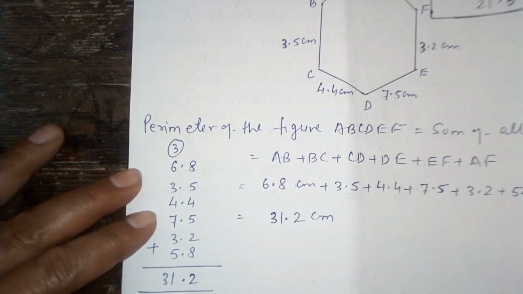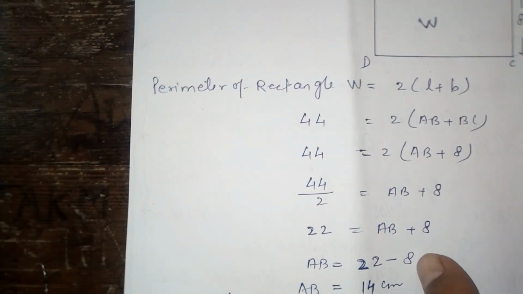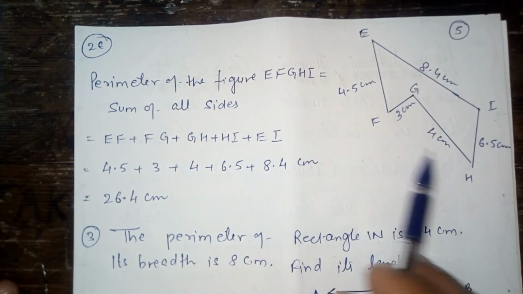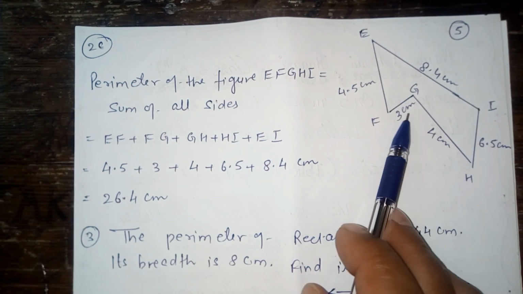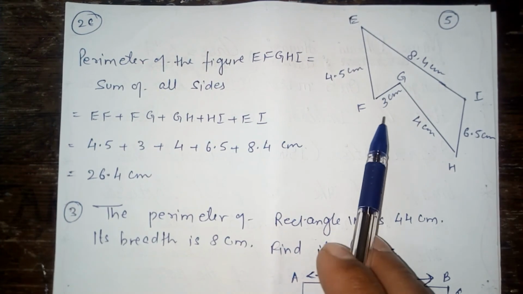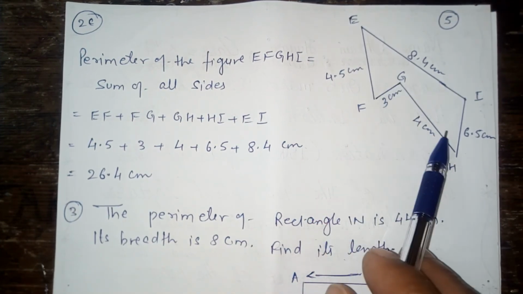Okay, again, my dear student, your next question is the perimeter of the figure EFGHI. This is the one figure EFGHI. And how will you find out the perimeter? Perimeter means the sum of all sides.